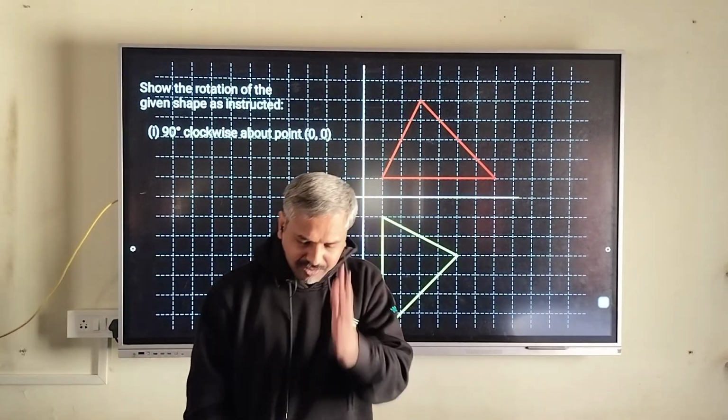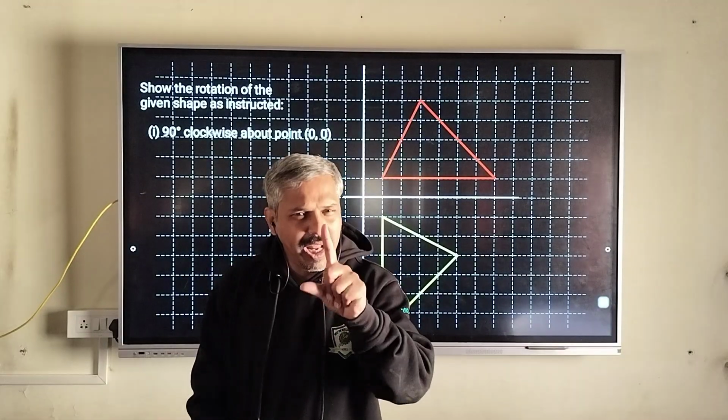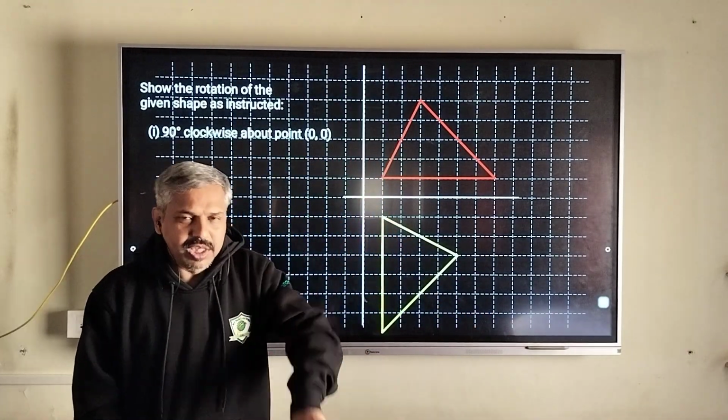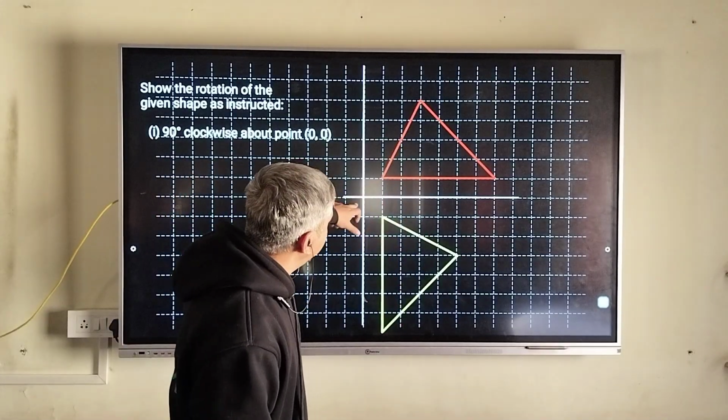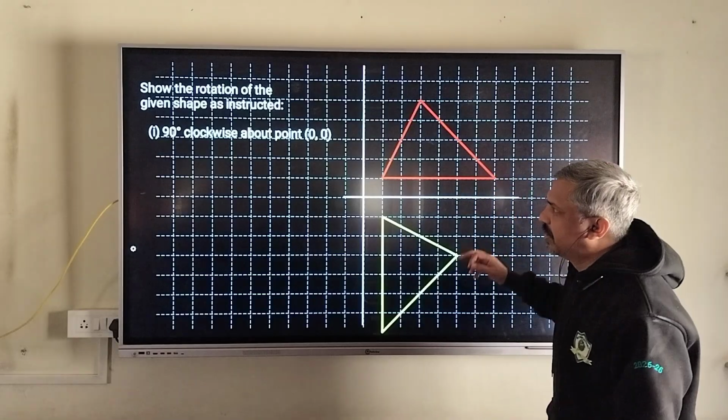Anyway, when we meet physically, not like online, when we meet physically again, we'll take one problem of 60 degree rotation of this triangle about some other point. Let's continue. Let's see the next problem of rotation.